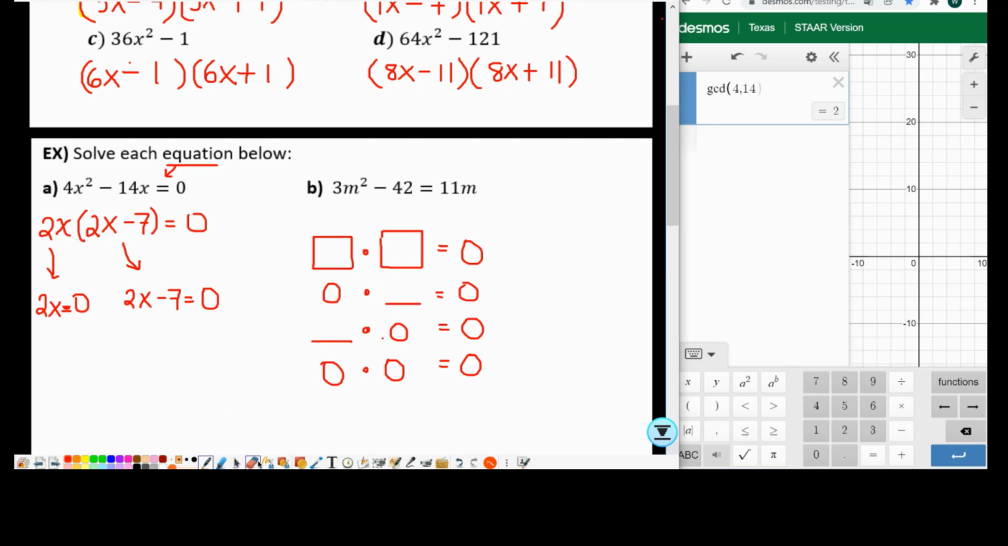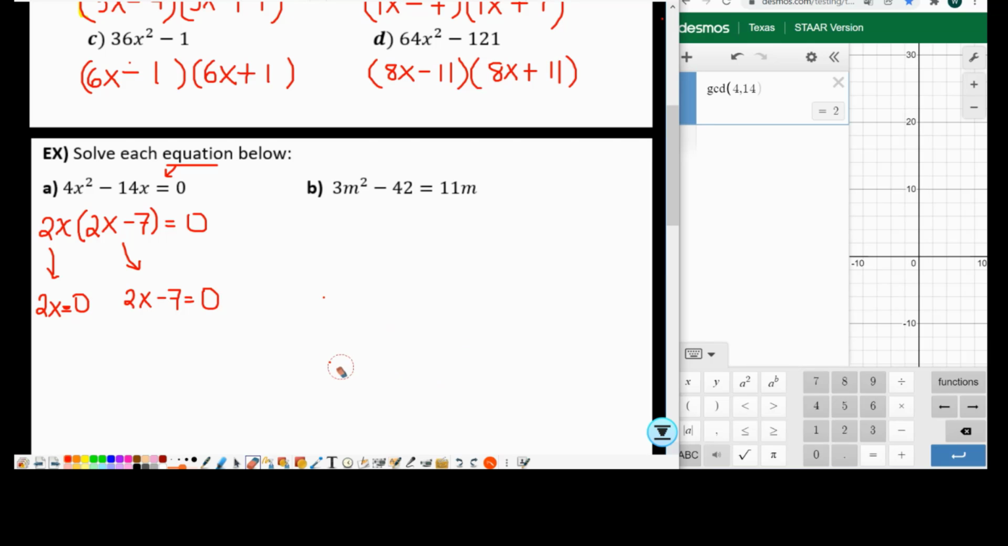So in summary, whenever you have something like this, you're going to break it down and set both sides equal to 0. So let me erase this. And then what do we do after we set it equal to 0? Well, we're going to solve it. We're going to get the x alone. So in this case here, we're going to divide both sides by 2, and we find out that x equals 0.